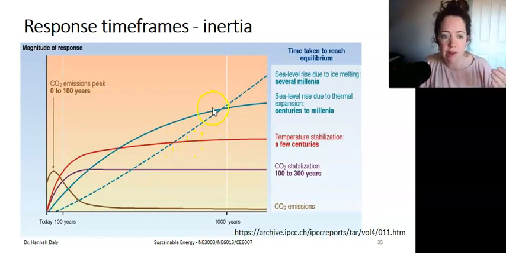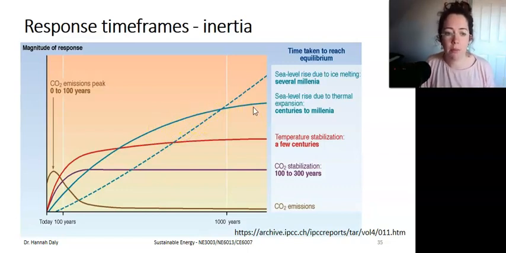And sea level rise due to thermal expansion will take a lot longer to stabilize, centuries to millennia, because it takes time for this warming to translate into thermal expansion. But sea level rise due to ice melting will take several millennia, again because you can't put that ice back on Greenland, or you can't put that ice back on Antarctica if we got the temperature down again. It's a non-linear thing. You melt it, and it takes a lot more cooling to freeze it again.